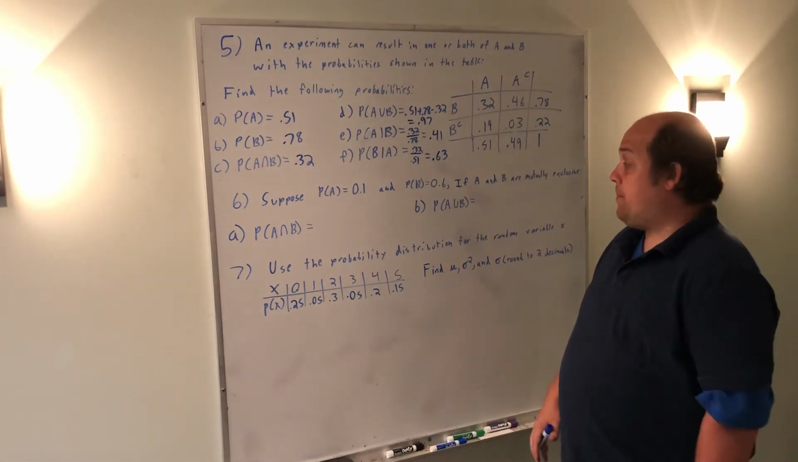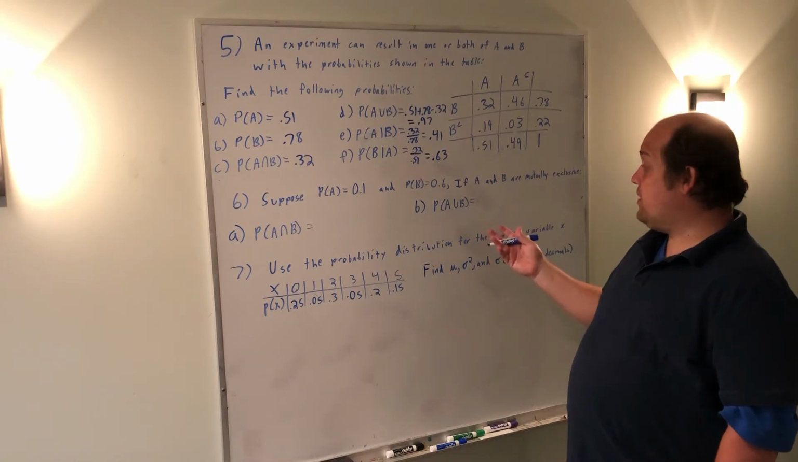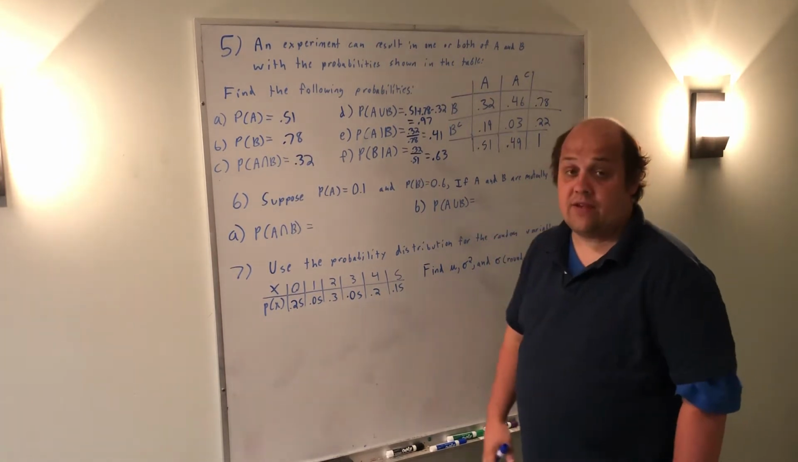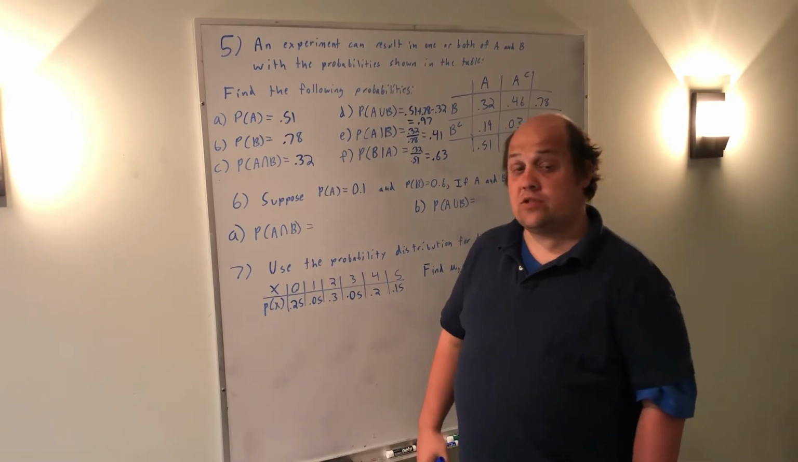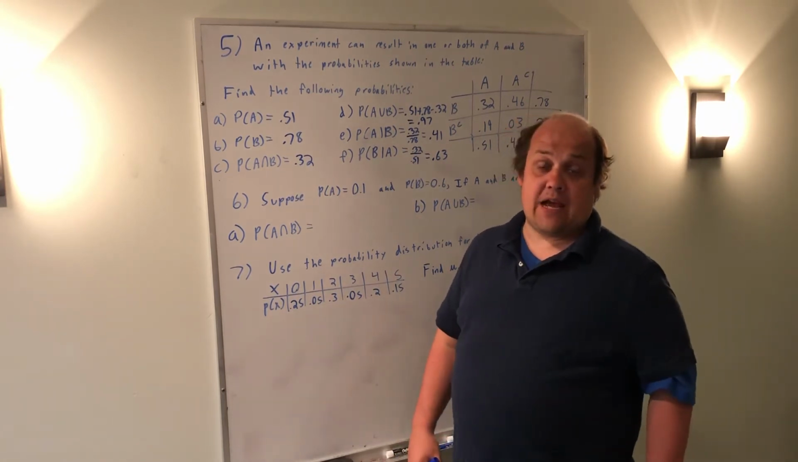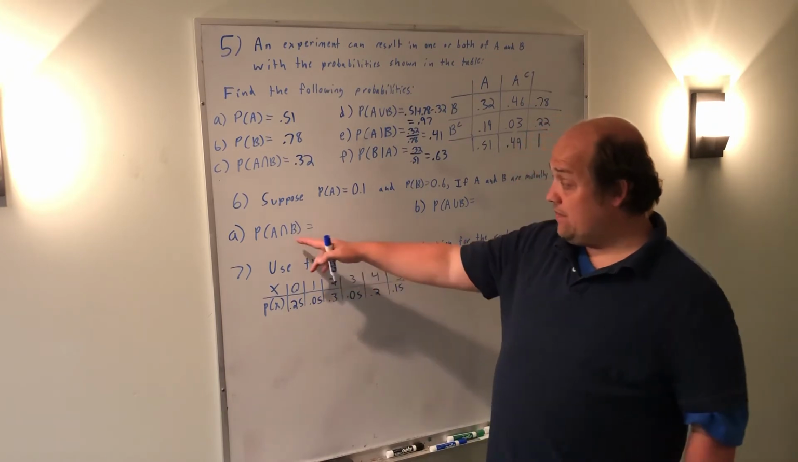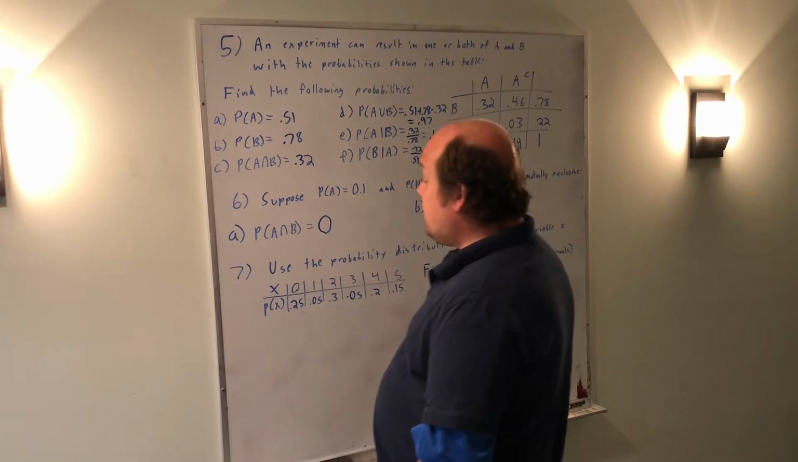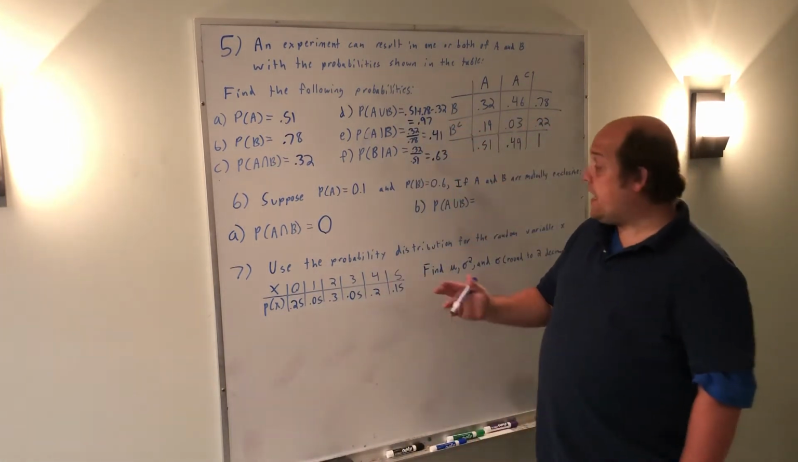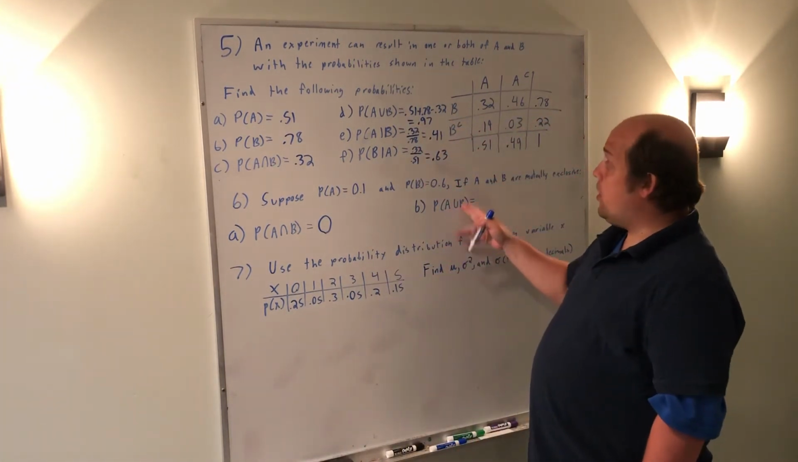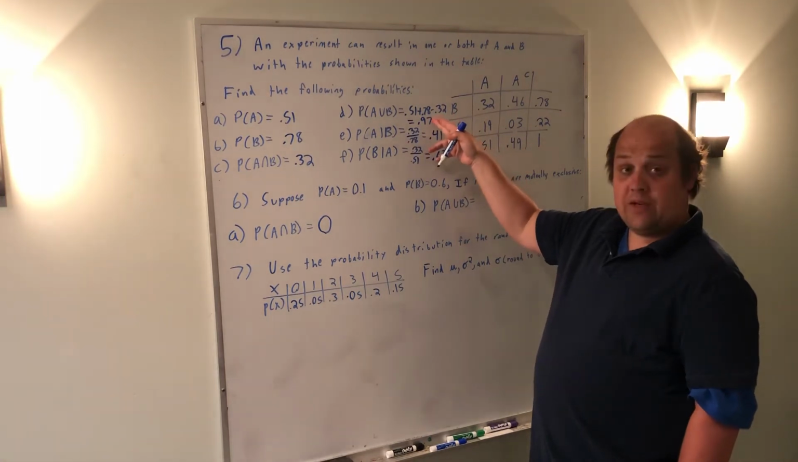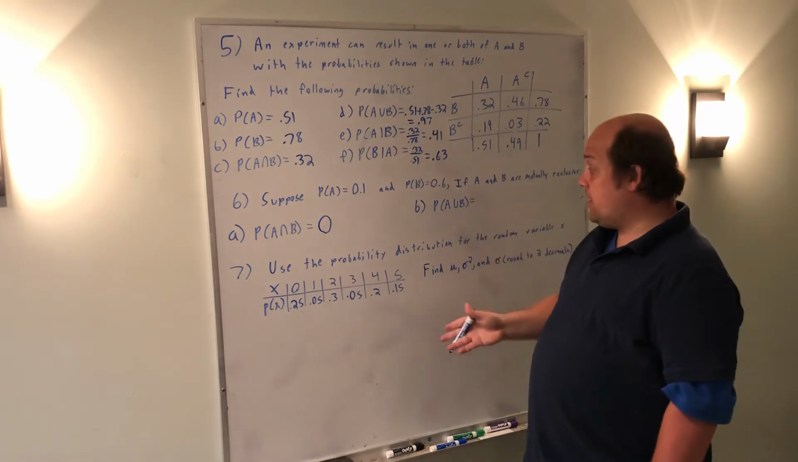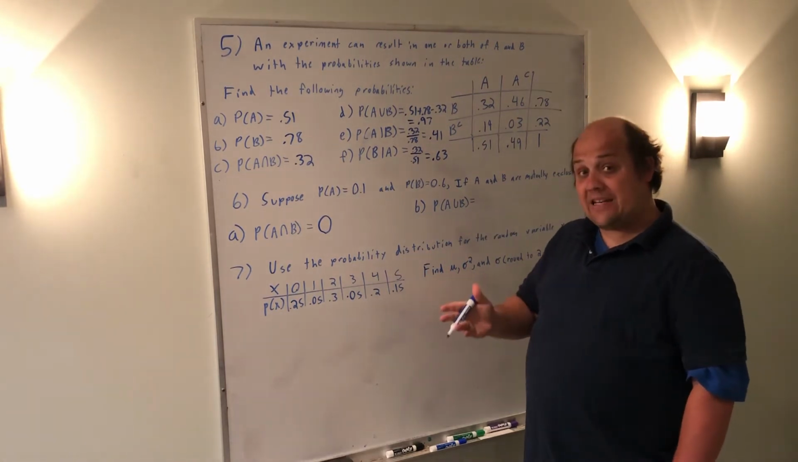Question 6 tells me that P of A is 0.1, P of B is 0.6. It also tells me that A and B are mutually exclusive. I need to remember that mutually exclusive means they cannot happen at the same time. If they cannot happen at the same time, then they have no intersection. That's why P of A intersect B is 0. For the second part of the question, P of A union B, we're really using the same formula we did for D above. We should be adding the probability of the first plus the probability of the second minus their overlap.